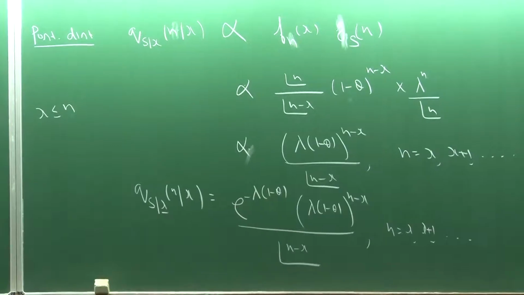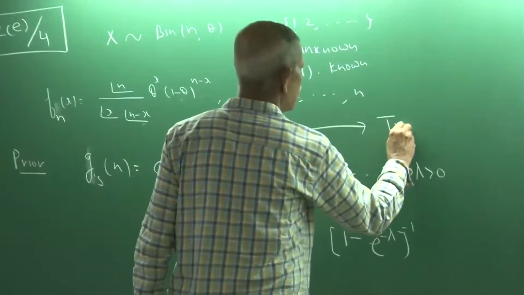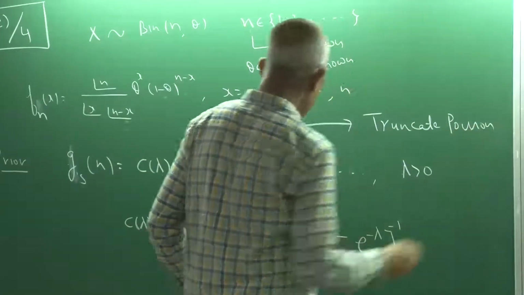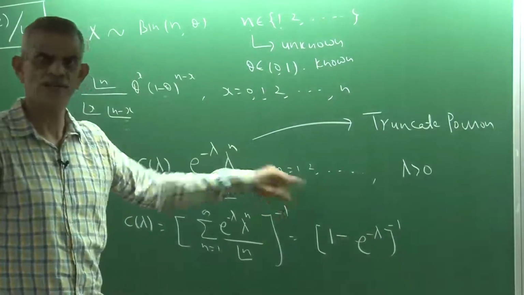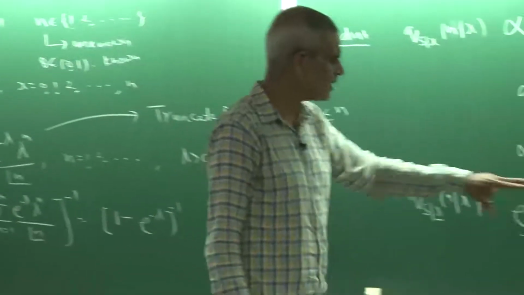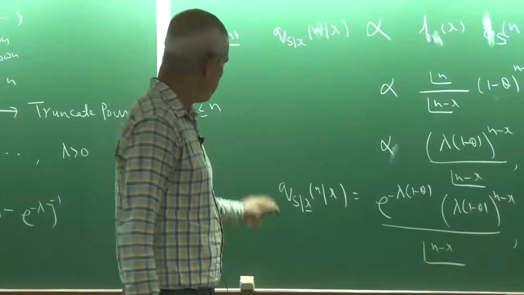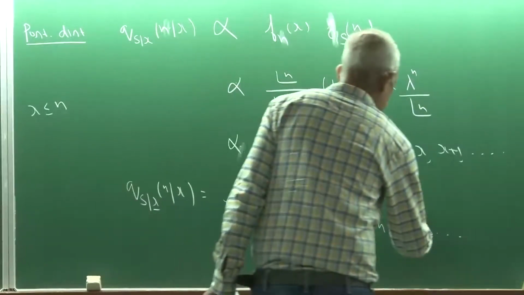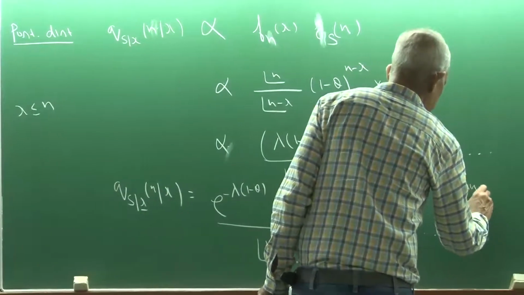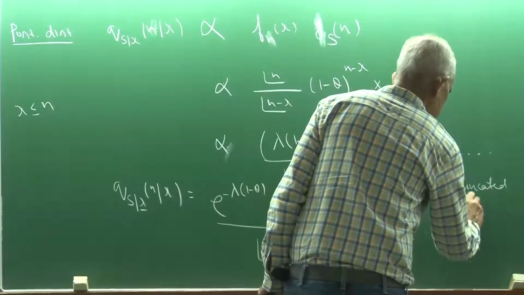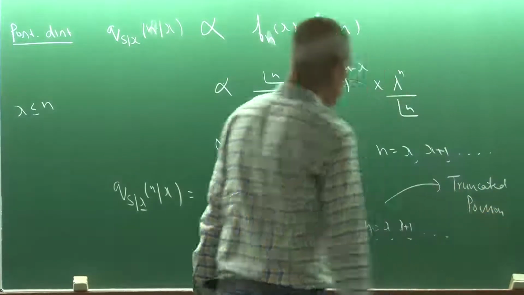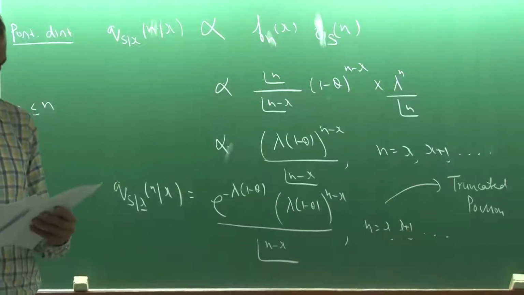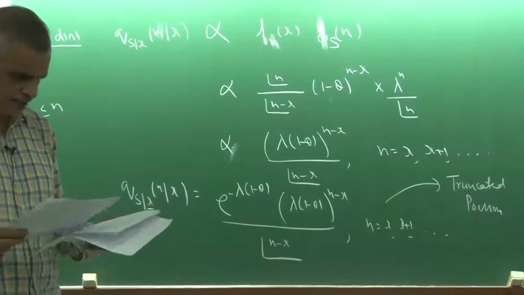So we started with a truncated Poisson prior, and it was truncated at x equal to 1. When I do that, I again get a truncated posterior distribution with truncation at the point x. So this is also truncated Poisson, with truncation point at x. So that was one of the problems which many of you had asked.